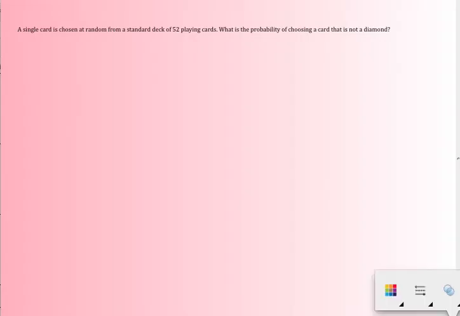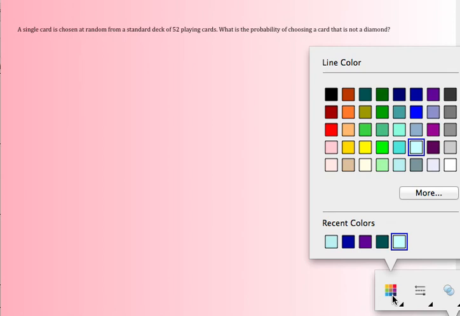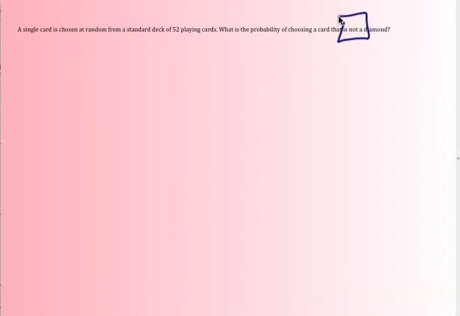Last but not least, let's take a look at this one. A single card is chosen at random from a standard deck of 52 playing cards. What is the probability that it is not a diamond? So now, since it's a "not," what I'm going to do is take 1 and subtract off the probability of getting a diamond. Well, a diamond is one of our suits. So there's 13 diamonds out of 52 total cards.